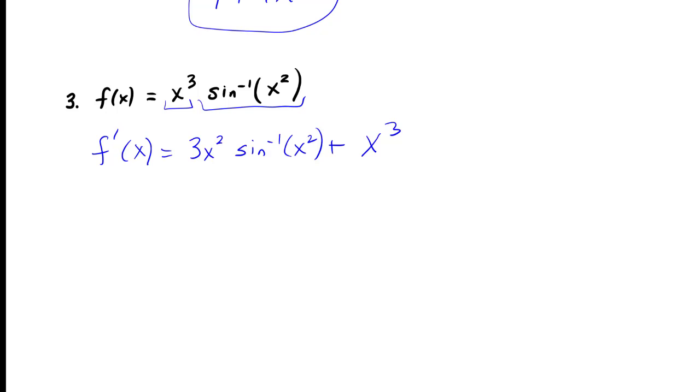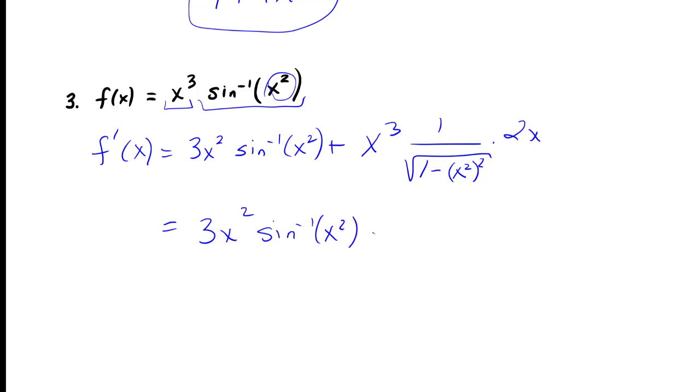So then that derivative of inverse sine of x squared, well, that's inverse sine of something, so that's 1 over the square root of 1 minus the something, which is x squared, squared, times, go inside, take the derivative of what's inside, and I get a 2x. So I would get 3x squared inverse sine of x squared plus 2x to the 4th over the square root of 1 minus x to the 4th. And there you go.